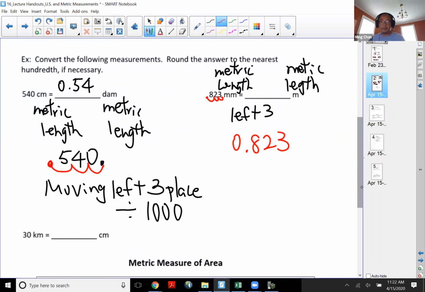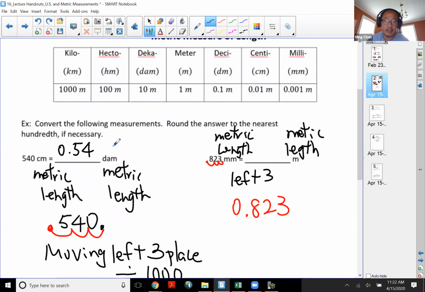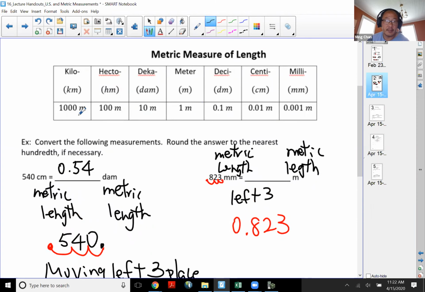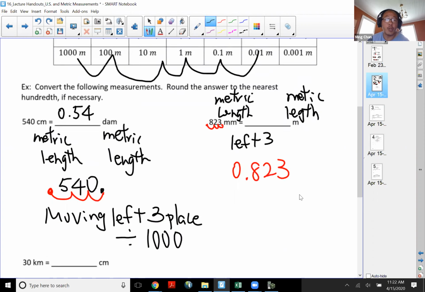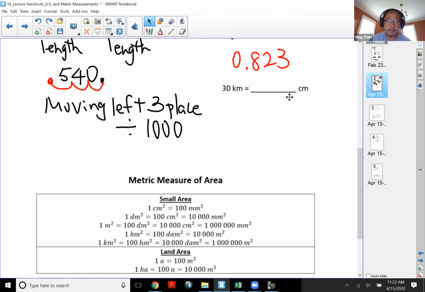All right. If I want to convert kilometer to centimeters, kilometer is always at the front. We don't say kilometers, we say kilometer. Kilometer to centi. How many places? 1, 2, 3, 4, 5 places to the right. I'll put it right here.